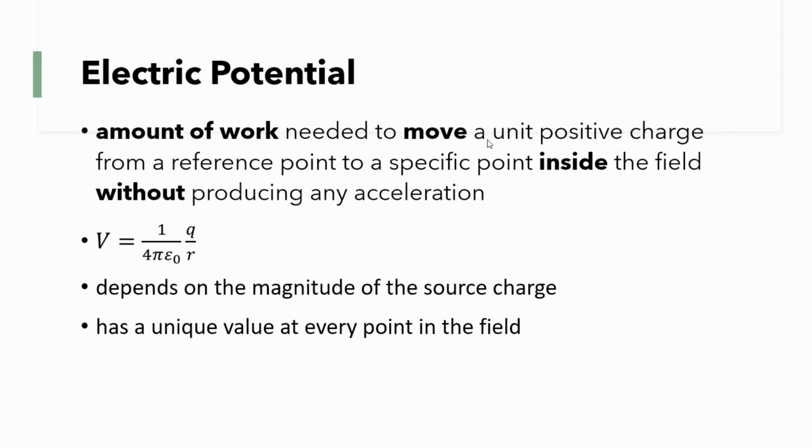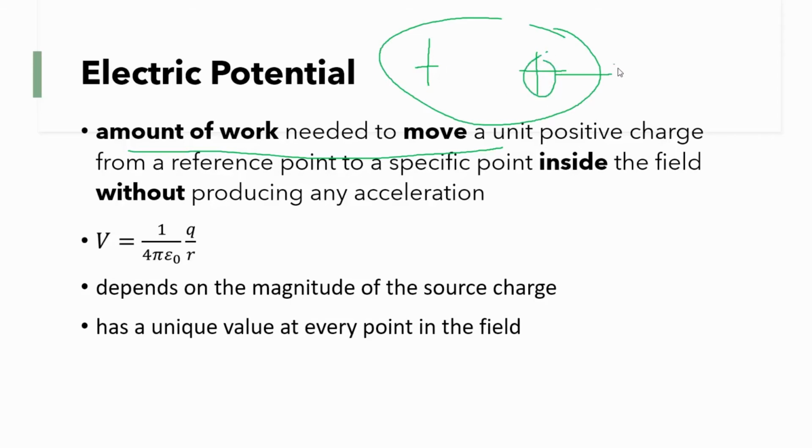So, yan. Start na tayo sa electric potential. It's the amount of work needed to move a unit positive charge from a reference point to a specific point inside the field without producing any acceleration. So, start lang tayo sa first part. Amount of work needed to move a unit positive charge. So, for example, unit positive charge is a proton. Ang proton ay, kunyari, nasa isang position na ganito. Para ma-move tong proton na to, say, move it to the right or move it to the left, kailangan mo ng work.